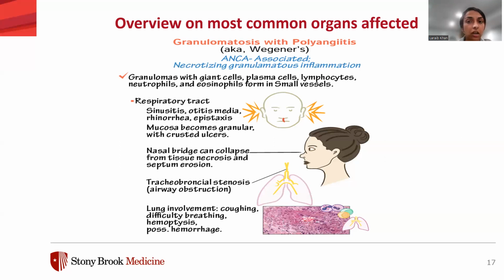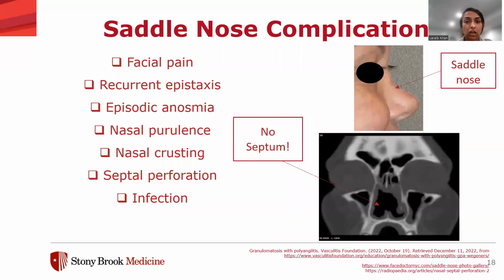So I have a slide on that next. Saddle nose complications, just to show you a picture of what a saddle nose looks like. On the top, they have a collapsed bridge and a bulbous tip. So that's what a saddle nose is. And then GPA can progress so severely that patients can have loss of their septum because it becomes necrotic and comes out in pieces, to be honest.